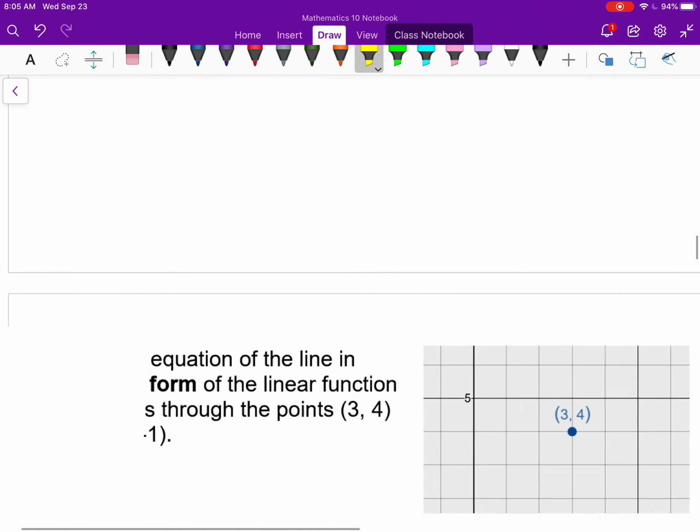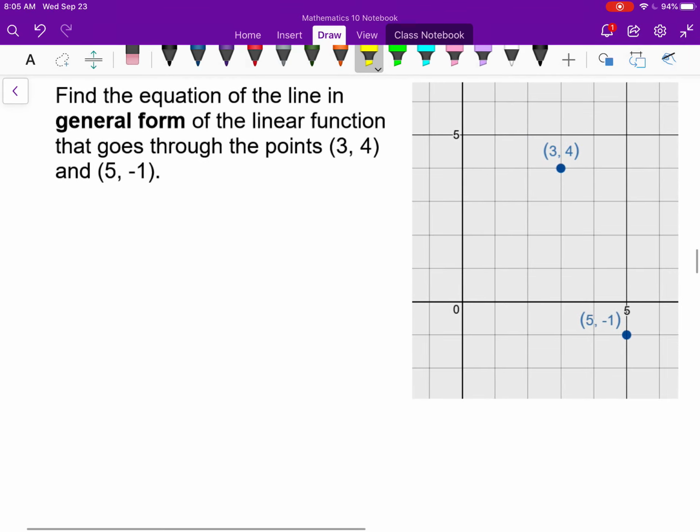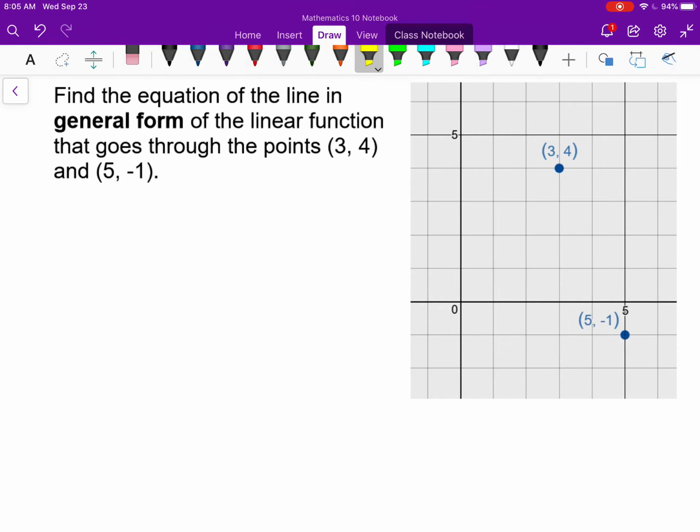All right, let me give you a different type of question. Same idea in the end, except this time I want an equation in general form. But instead of showing you the line, I've just shown you 2 points it goes through. My line goes through these 2 points, (3, 4) and (5, -1). What's the equation of the line in general form? I'll get to general form in a bit, but first let's start with my slope point form.